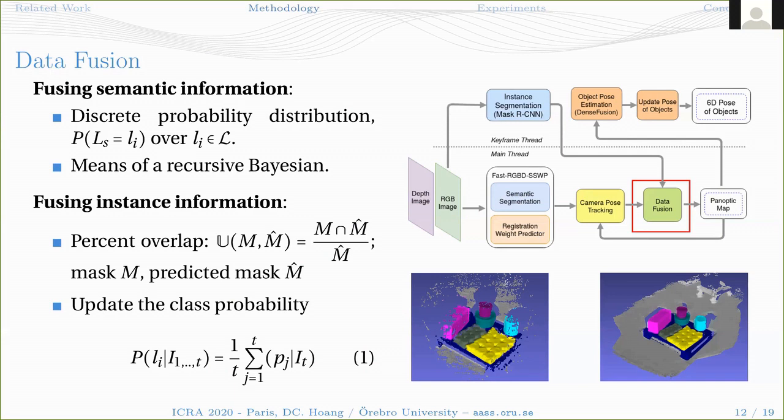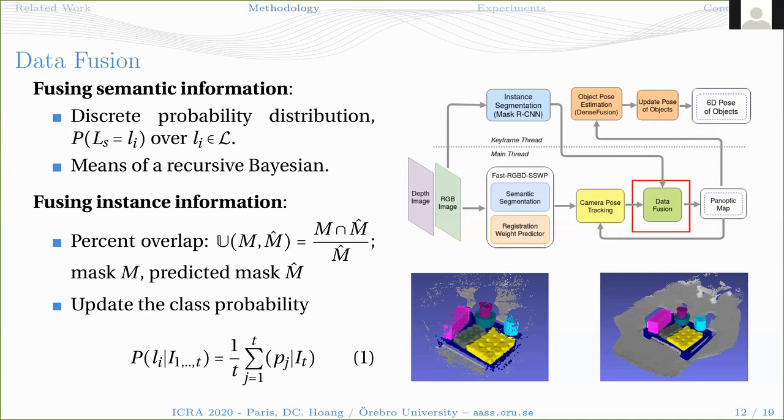For fusing semantic information, each surfel in background regions stores a discrete probability distribution over a set of class labels. After projectively associating image coordinates with the corresponding surfel in the map, an update scheme by means of recursive Bayesian update is used for incremental semantic label fusion.